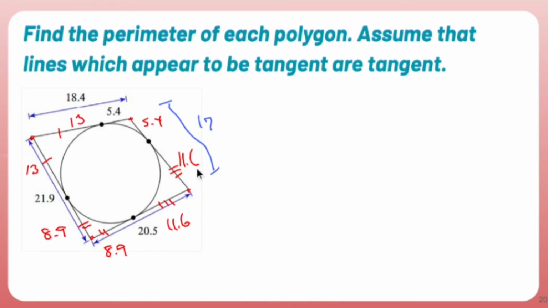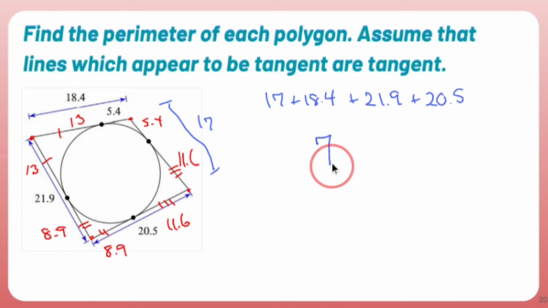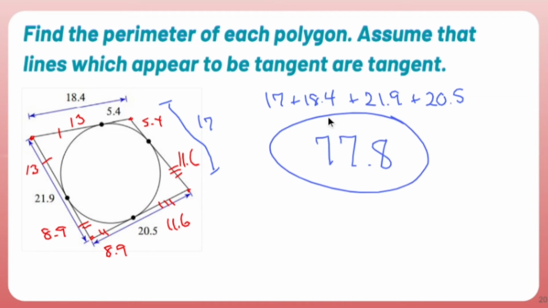So the perimeter of the quadrilateral is going to be 17 plus 18.4 plus 21.9 plus 20.5. Okay, all of the blue lines added together. 17 plus 18.4 plus 21.9 plus 20.5, 77.8 according to the computer that I'm using off to the side. Okay, no craziness needed. I mean, it's a crazy problem. It's a wacky problem, but, you know, there you have it. Tangents, fun.